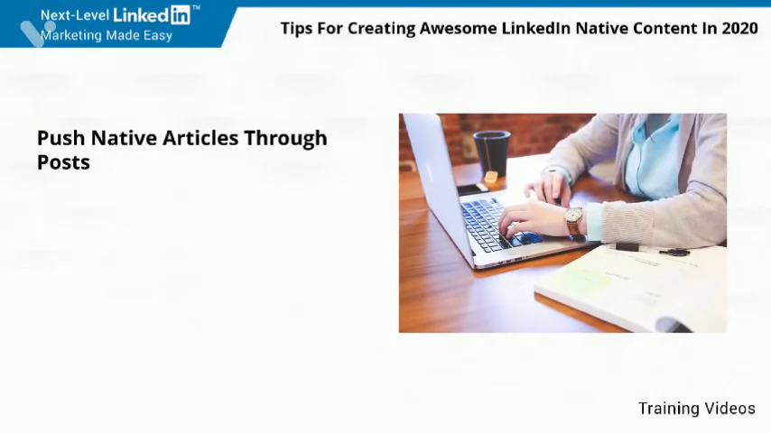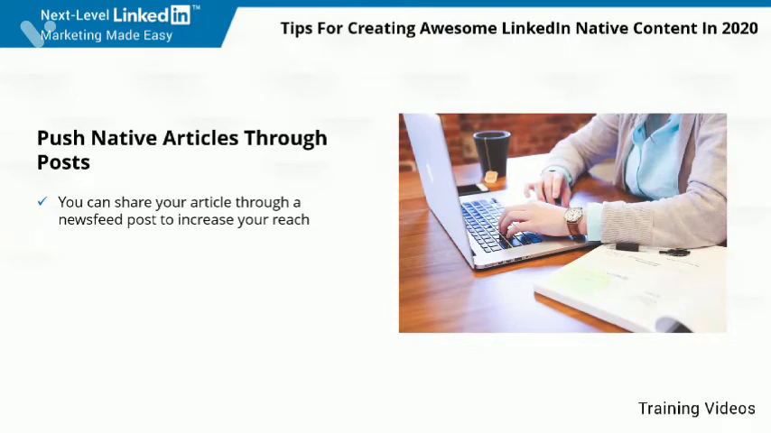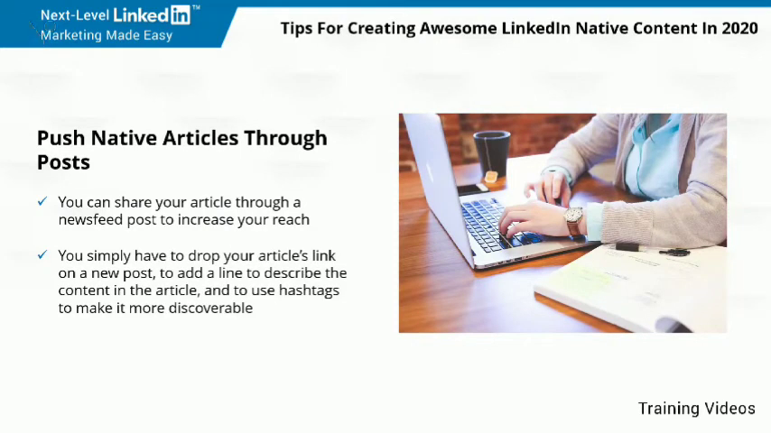Push native articles through posts. You can share your article through a newsfeed post to increase your reach. You simply have to drop your article's link on a new post, add a line to describe the content in the article, and use hashtags to make it more discoverable.